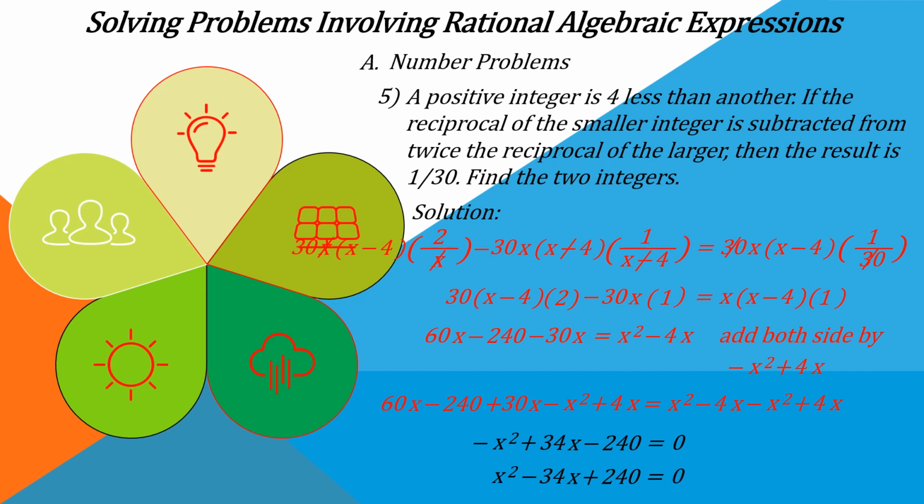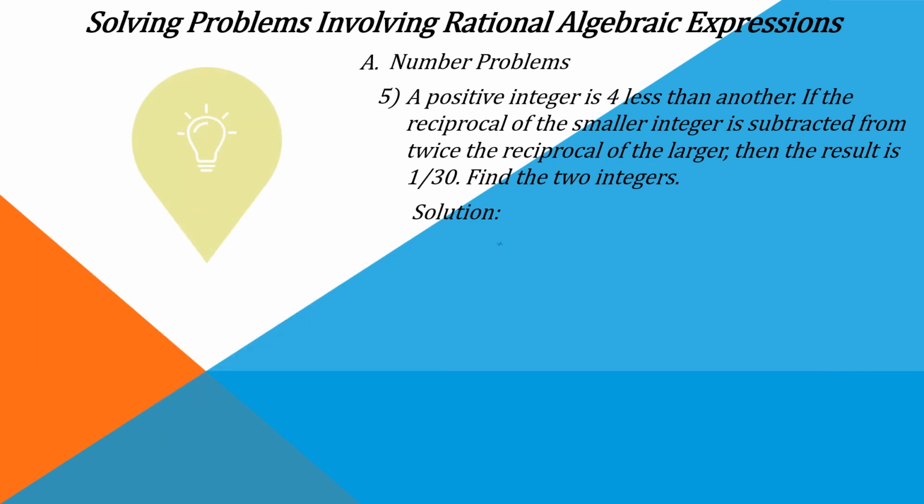And this is a quadratic equation wherein there are three terms, so this is a trinomial, and we need to factor the general trinomial. So x squared minus 34x plus 240 is equal to 0. We have x minus 10 and x minus 24 equal to 0. And x sub 1 is equal to 10 and x sub 2 is equal to 24.